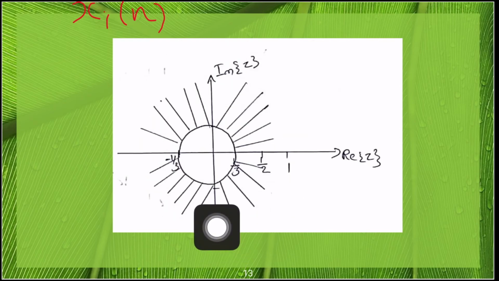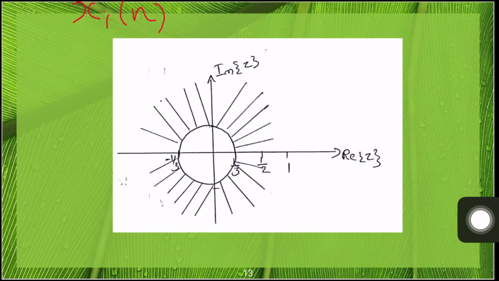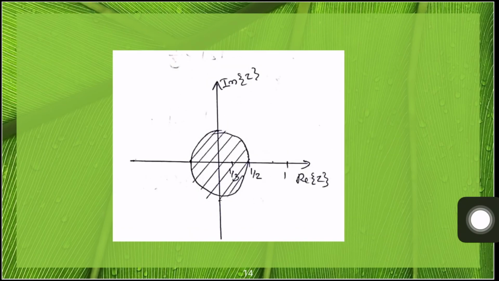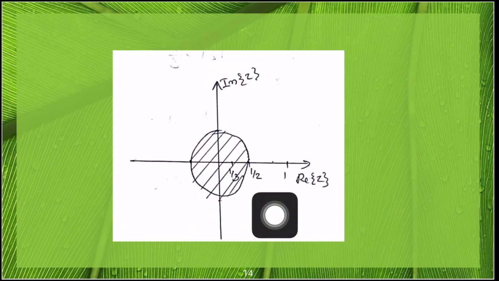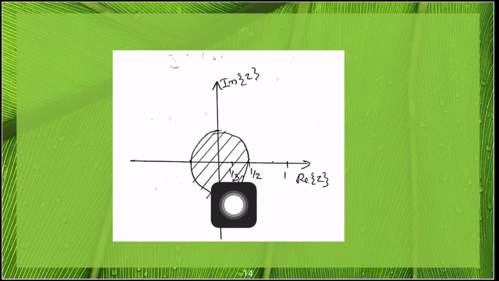The shaded region represents ROC of x1 of n. On the other hand, ROC of x2 of n is obtained as mod z less than 1 by 2, which represents area inside the circle of radius 1 by 2 in Z plane. It is plotted here. The shaded region represents ROC of x2 of n.